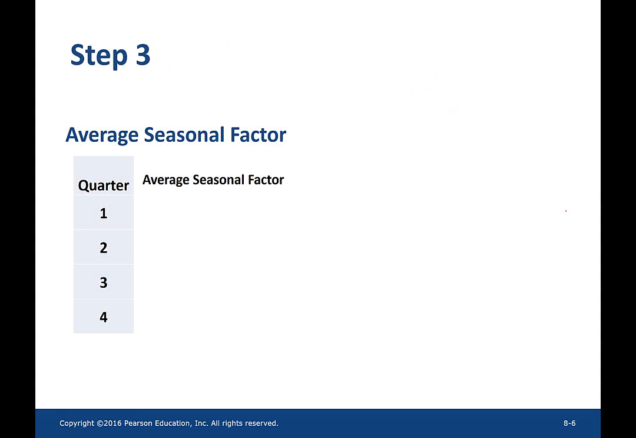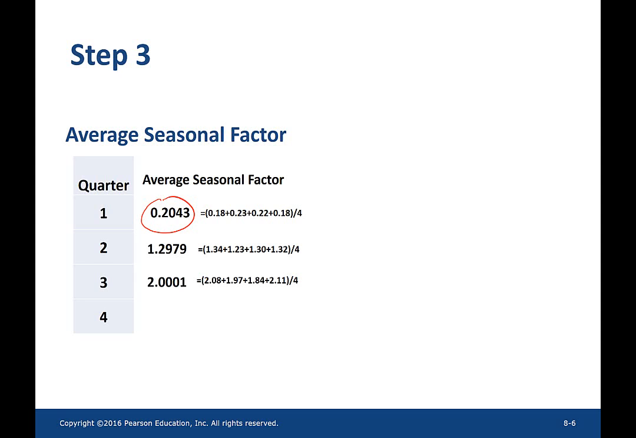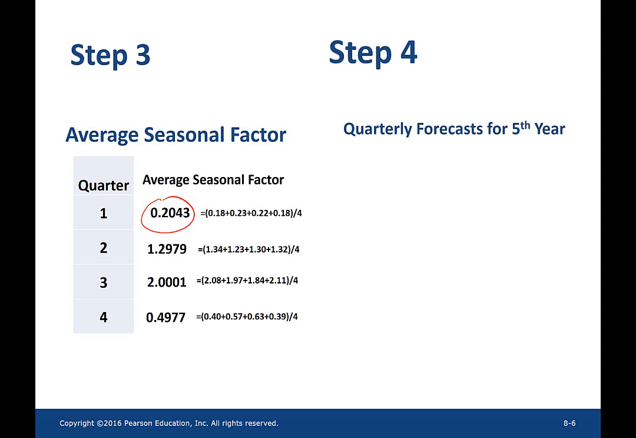So as a next step, you have to calculate the average seasonal factor for the first quarter. You take an average of all first quarter seasonal factors. That will lead to 0.2043. So the next step is to take an average of all seasonal factors of the second quarter, and take an average of all seasonal factors of the third quarter, which is 2.001. Fourth quarter is 0.4977.